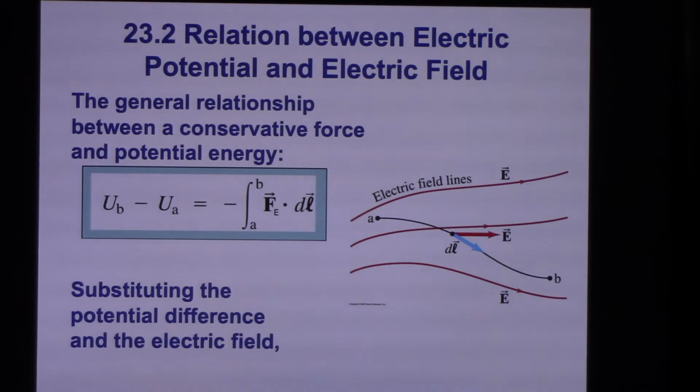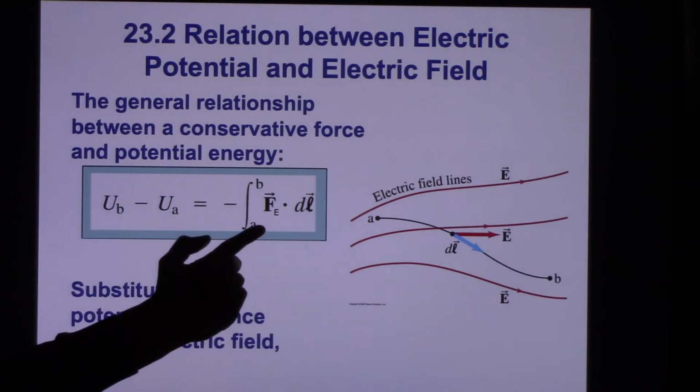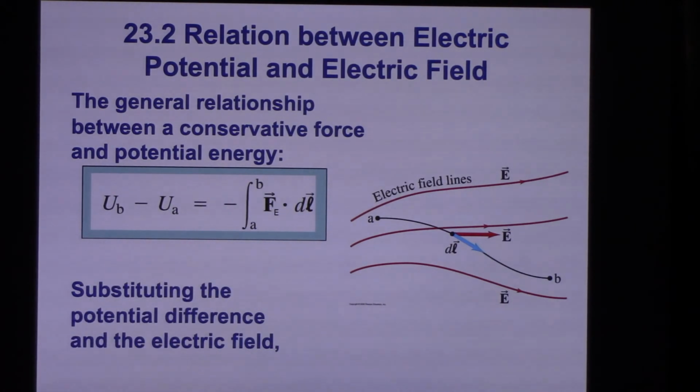All right, here is a diagram from the book showing what happens if the electric field is not constant.